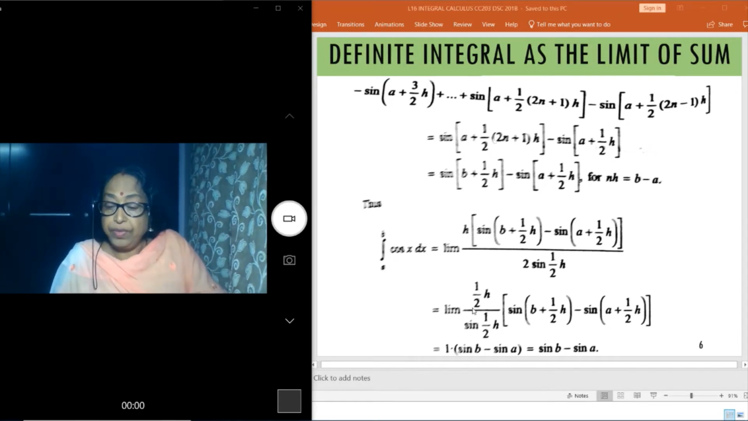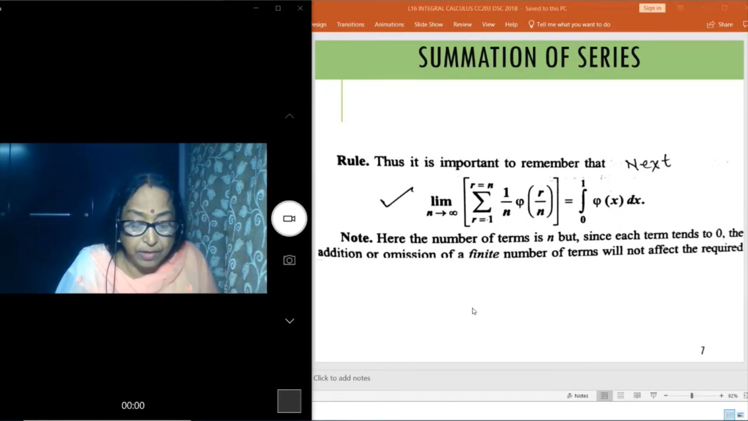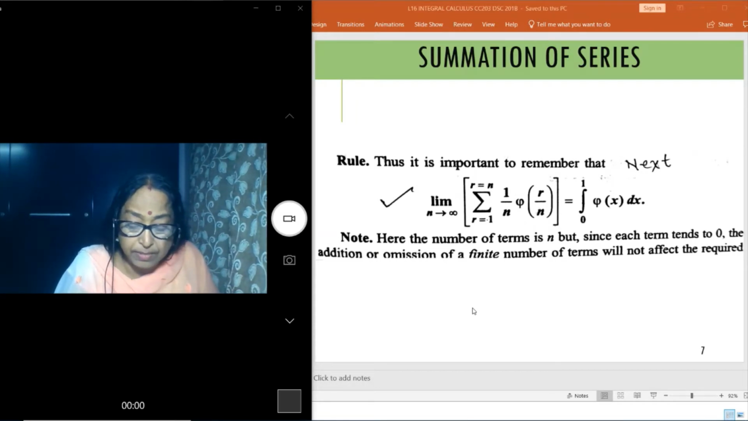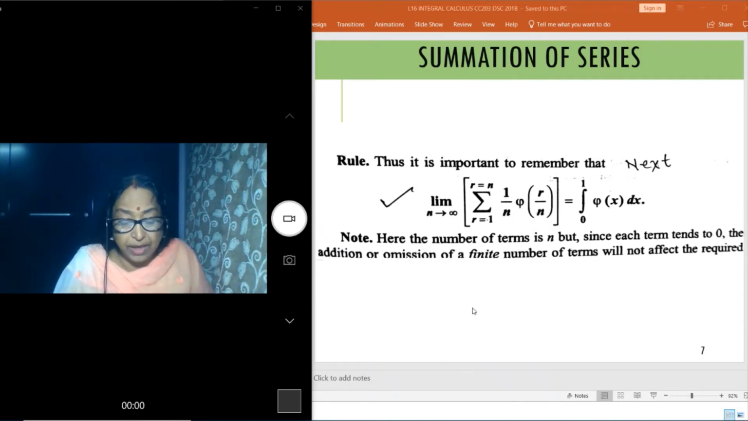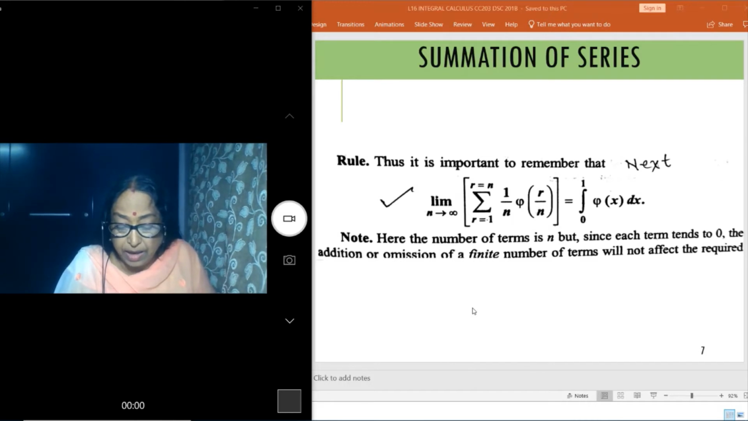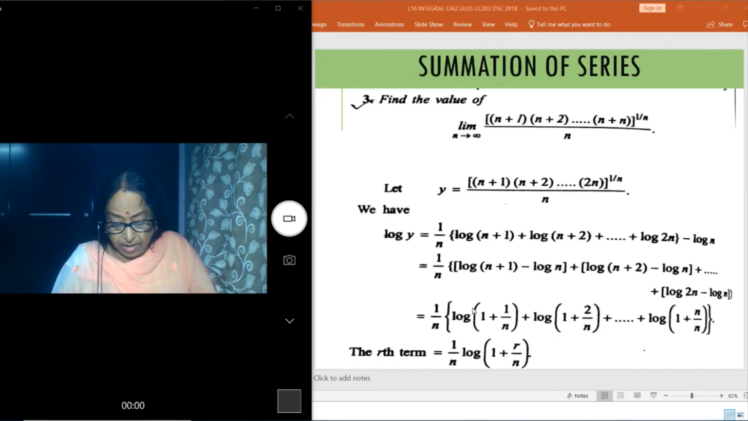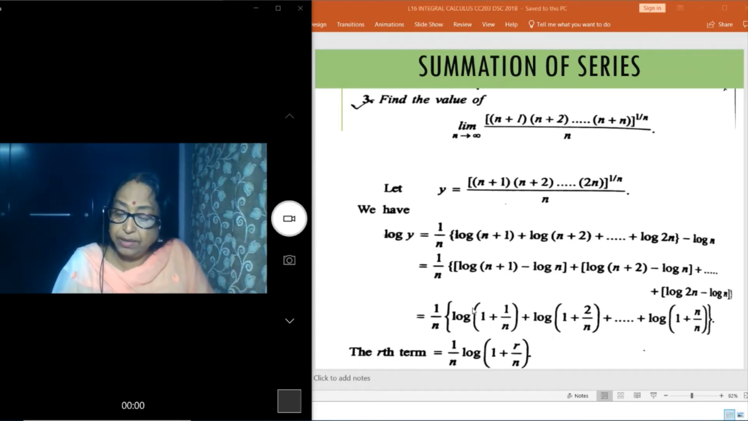Now we will do the summation of series for some particular type of equation. Here the limit as n tends to infinity of the summation of r varying from 1 to n, of 1/n times f(r/n), can be written as the integral from 0 to 1 of f(x) dx. So here see the examples: example 1, n squared by (n squared plus 1) to the power 3/2. Example 2. Now see example 3.